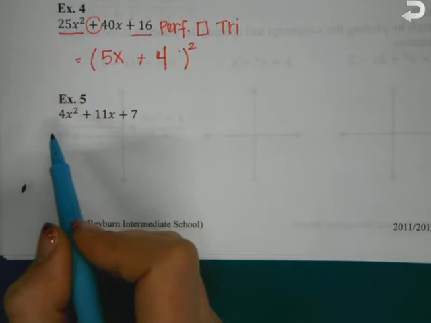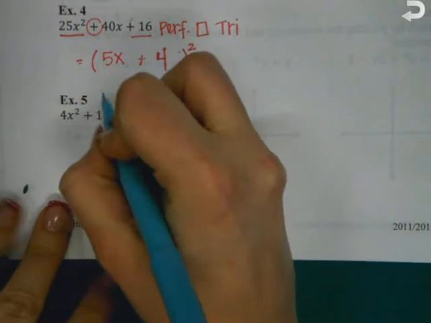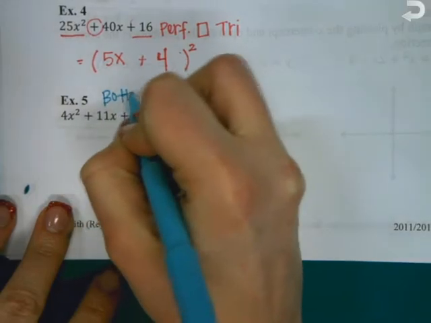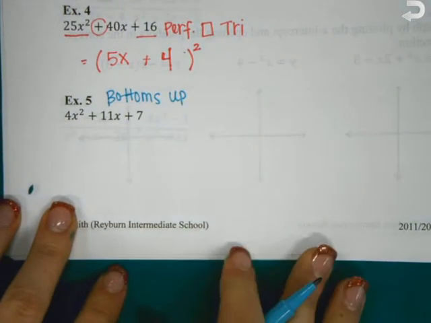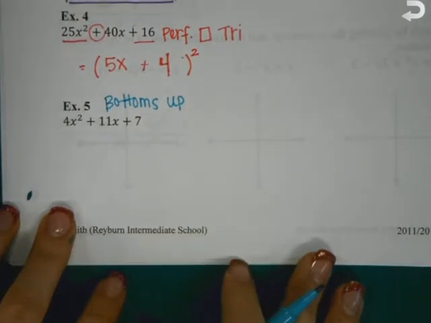Those of you that say no, what method will you use? Bottoms up. It is a bottoms-up question. How did you know it was bottoms up? Because there's a number in front of it. Very good. There is a number in front of the x squared, so we cannot use diamond here.